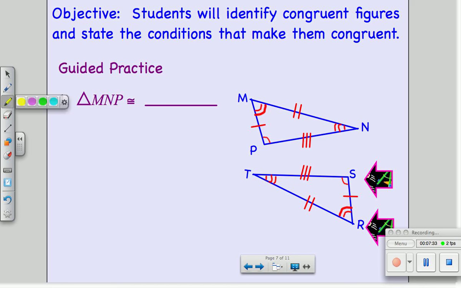So for instance, in the first triangle, line MP is here. Is it in the same place on the second triangle? No, instead it's over here. Okay? Now because its sides are equal, I can say line MP is congruent to line SR.